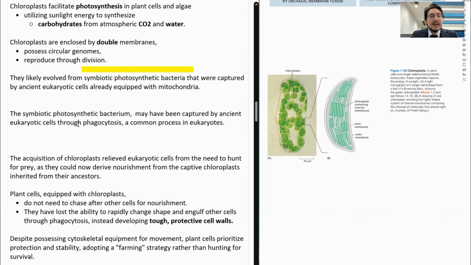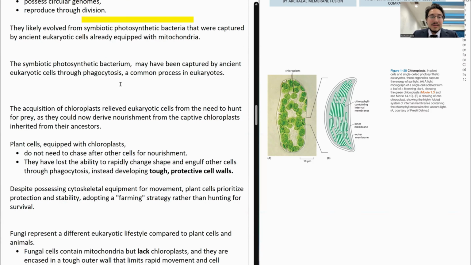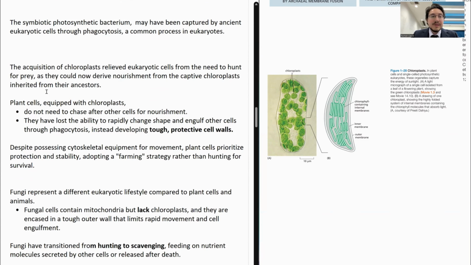Again, something similar must have happened where this symbiotic photosynthetic bacteria was captured and retained in the body of an ancient eukaryotic cell that already had mitochondria inside it. So they engulfed mitochondria, and maybe some of these cells in a population also engulfed these photosynthetic prokaryotic cells, and essentially led to this photosynthetic eukaryotic cell. Again, maybe a similar process by phagocytosis.